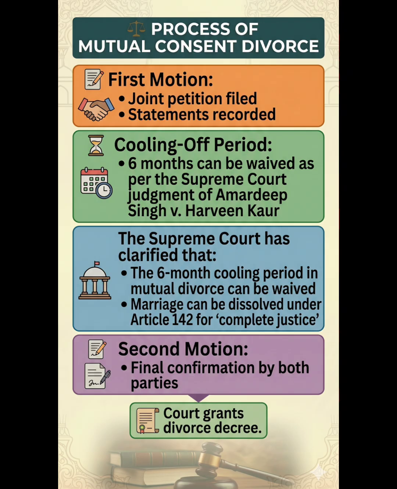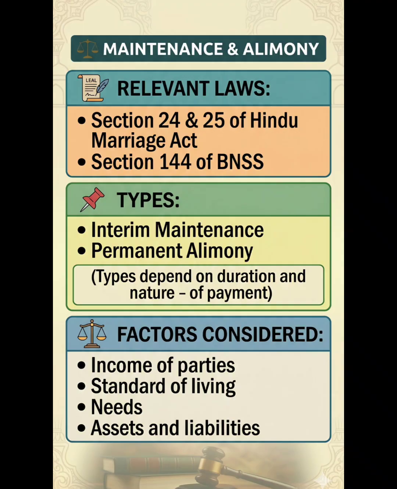Second motion, final confirmation by both parties. Court grants divorce decree. Then comes the point number 5, that is maintenance and alimony. Relevant laws. What are the relevant laws? Section 24 and 25 of Hindu Marriage Act and Section 144 of BNSS, Bharatiya Nagarik Suraksha Sanhita.